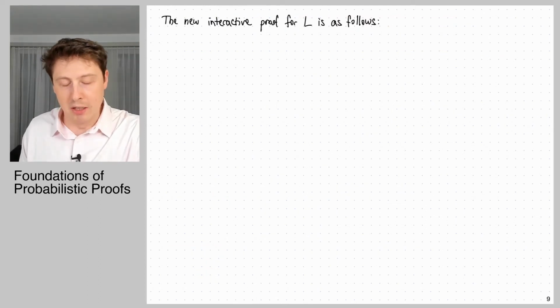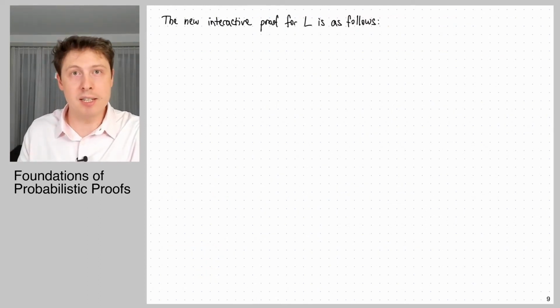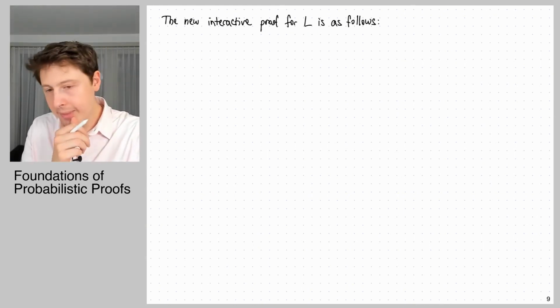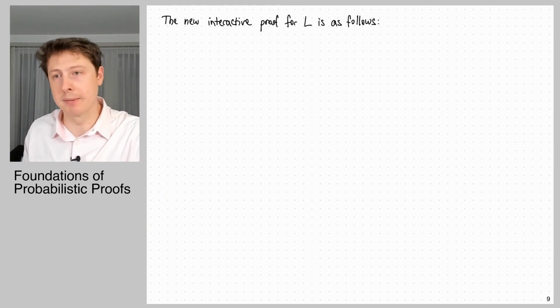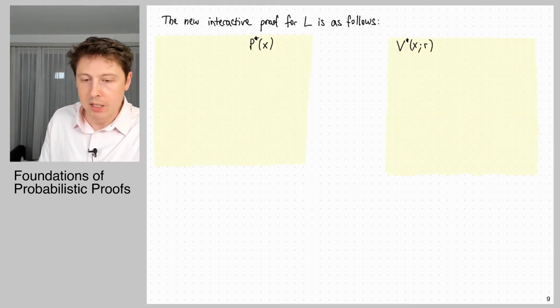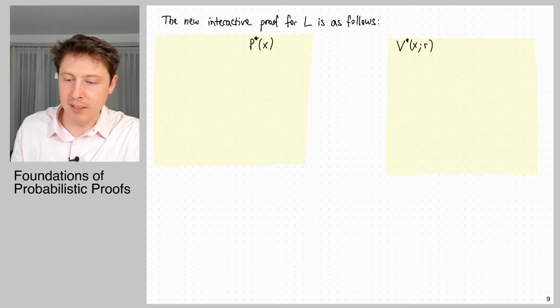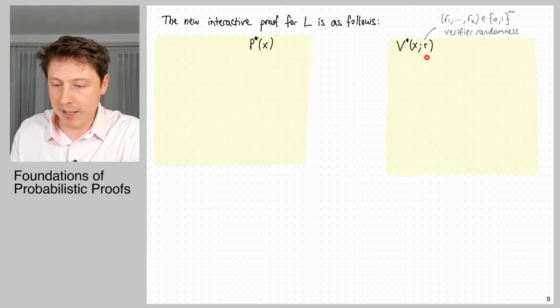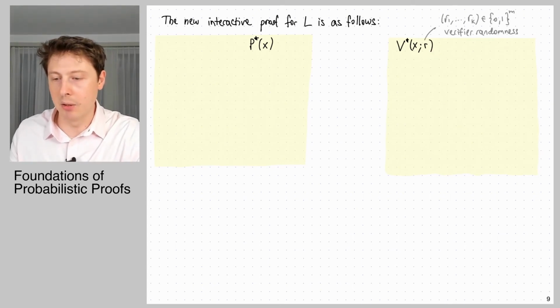So let's look at that more carefully. We're now going to explicitly write down the new interactive proof for L. It's going to have k plus 1 rounds, and we're going to argue it has perfect completeness. Let's denote it P star and V star. Again, the verifier has this randomness R, which consists of m bits.